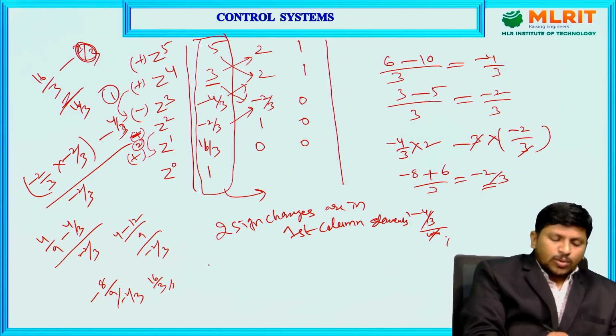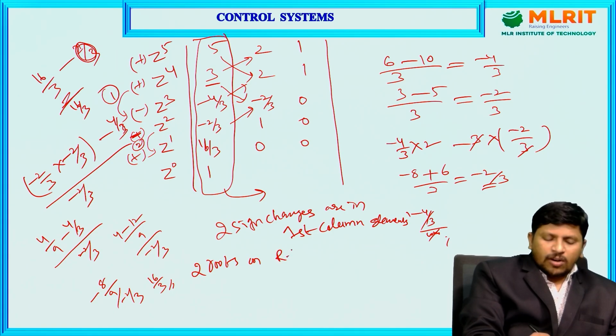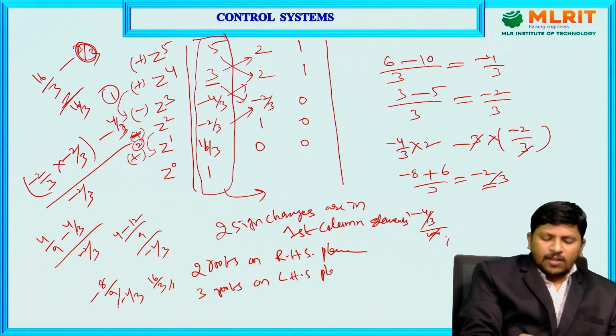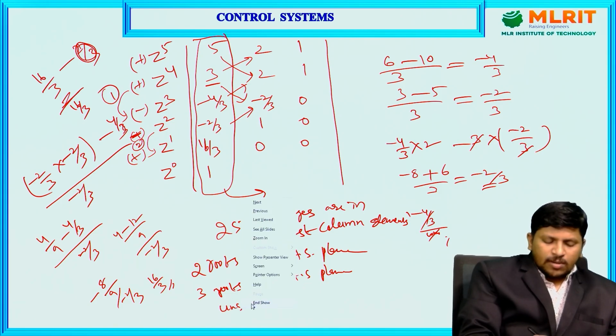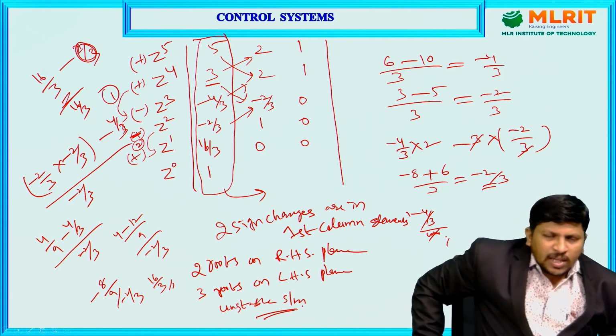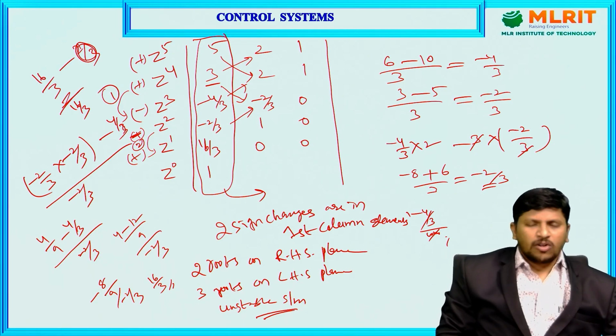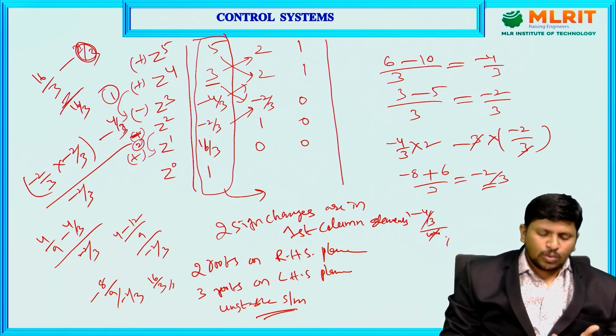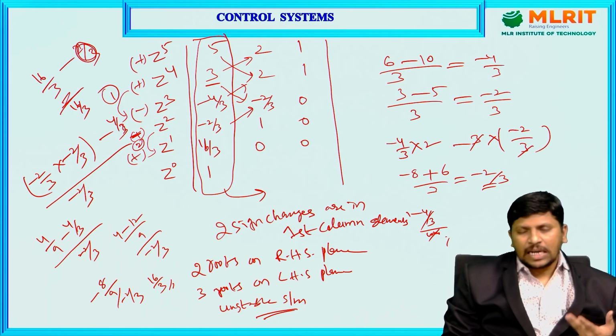Two sign changes are there. So the two roots are on the right half of the S plane. Then the remaining three roots are on the left half of the S plane. Then the system is unstable. Unstable system. See, with the same two procedures we also get the same answer. Two sign changes, so two roots in the right half of the S plane, remaining three roots in the left half of the S plane.